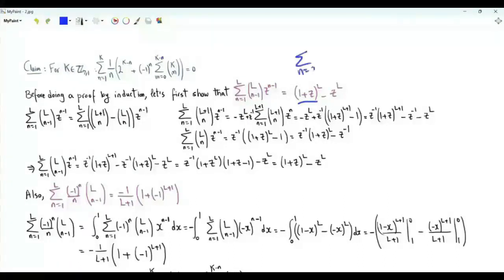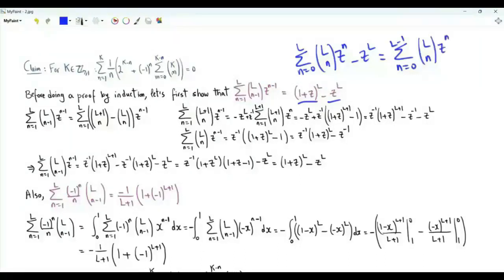(1 + z)^L is summation n from 0 to L, L choose n, z^n. If we subtract z^L, we get summation n from 0 to L minus 1, L choose n, z^n. Now replace n by n minus 1. We get summation n from 1 to L, L choose n minus 1, z^(n-1).